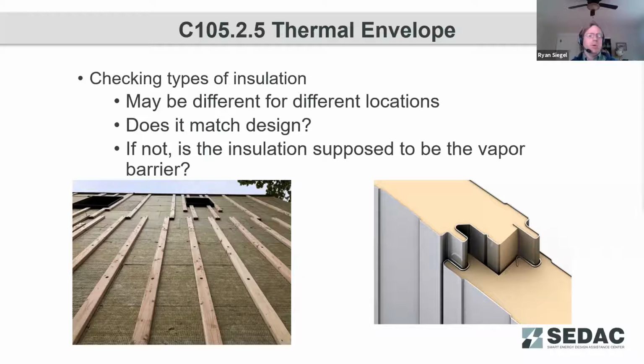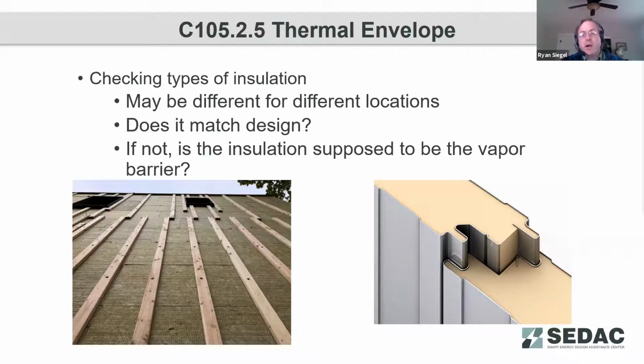And so what the inspector is checking for is, did we use the correct type of insulation based on the design? So if the architect had called for the entire exterior to be insulated metal panels, and then you go out and do the inspection and you find stone wool insulation installed, that's not a match, which may or may not be an issue, but considering, is the insulation supposed to be the vapor barrier?